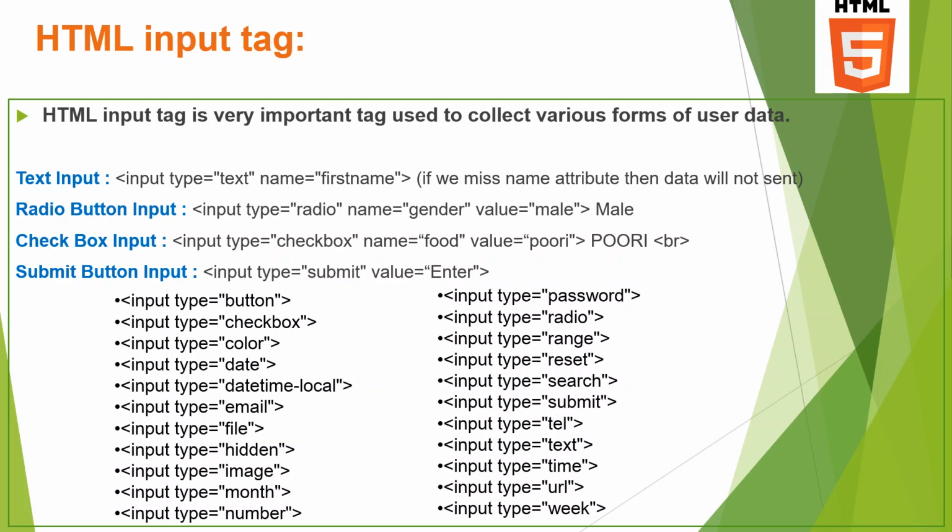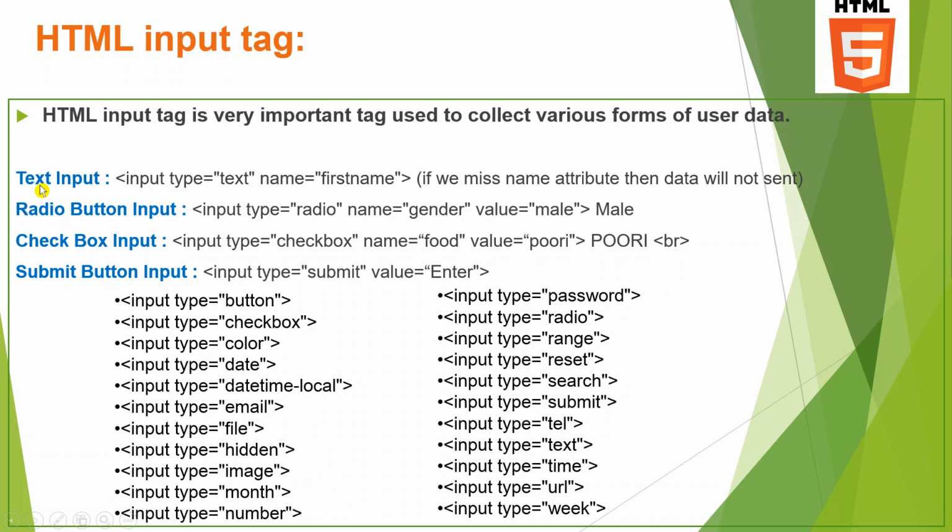All those things are selections only, all those things are data only. We are giving our data in the form of different formats. If you are selecting a radio button, you are selecting one option on the form, like that. So the input tag is used to collect various forms of user data.